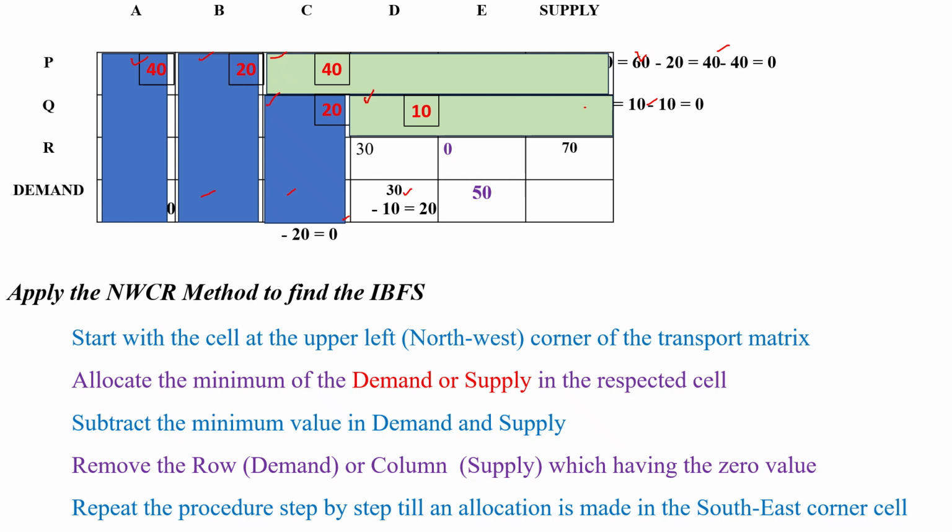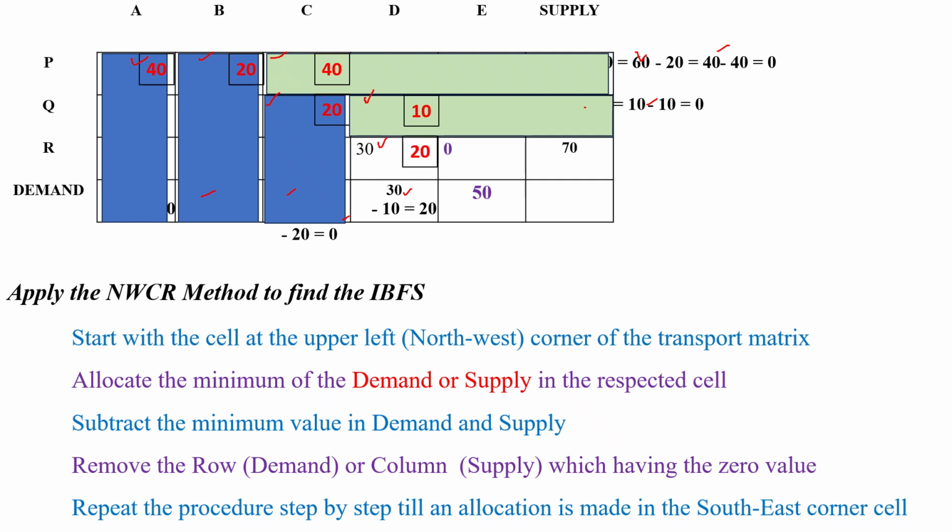So next we have to select the northwest corner of the transportation matrix. So this is the northwest corner of the transportation matrix. Here I have to allocate the minimum of the supply and demand. Here supply is 70 and demand is 20. Among these two, the minimum value is 20.